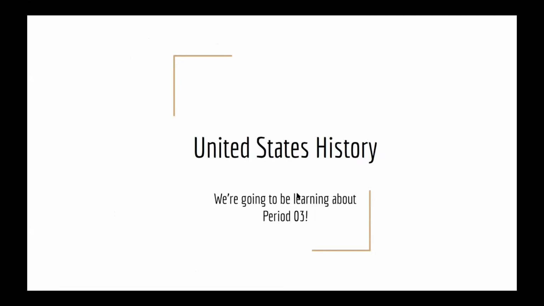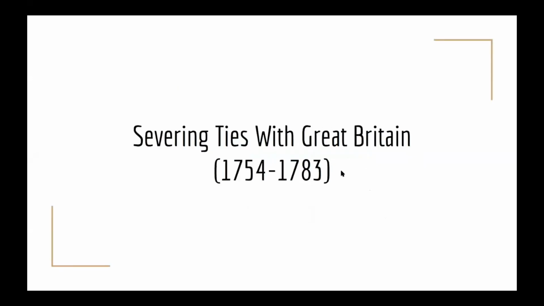So for today's class, we're going to be learning about period 3 in United States history. Since last week we worked on periods 1 and 2, let's go into the next slide. This period will be mainly focusing on severing ties with Great Britain. It's going to last approximately from 1754 to 1783.